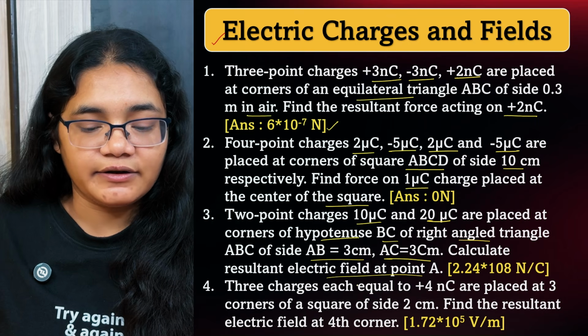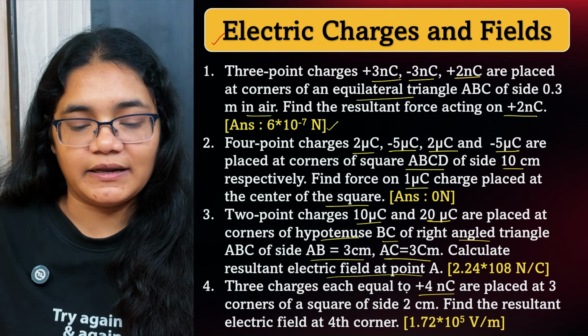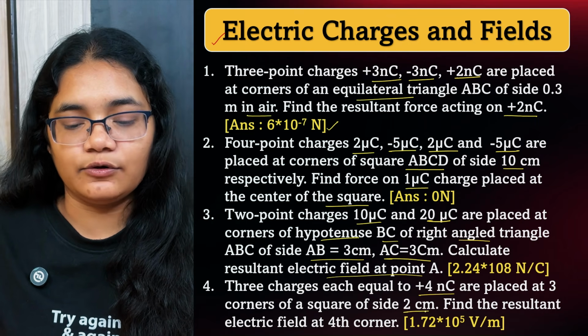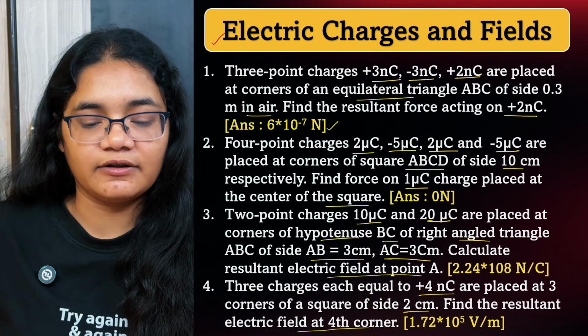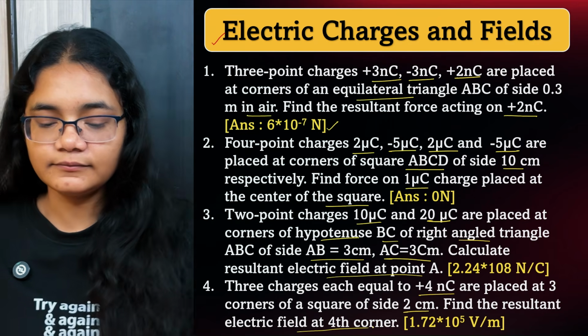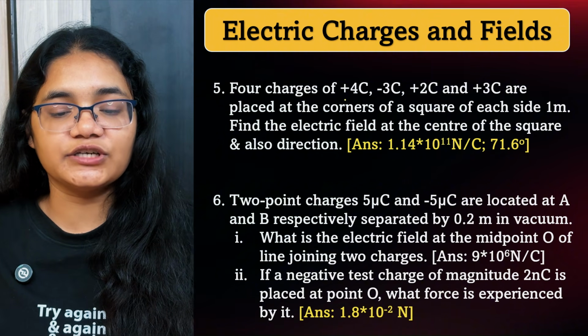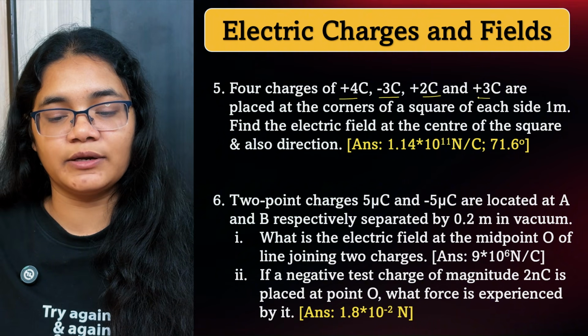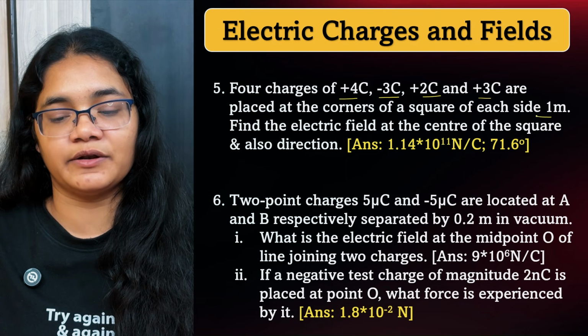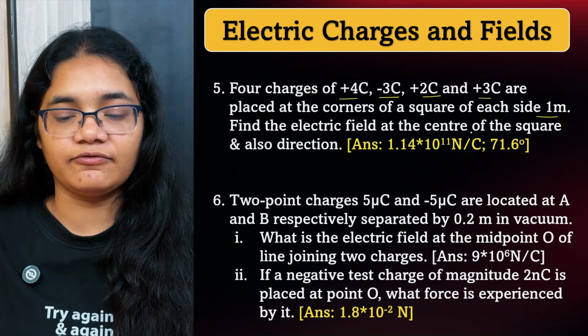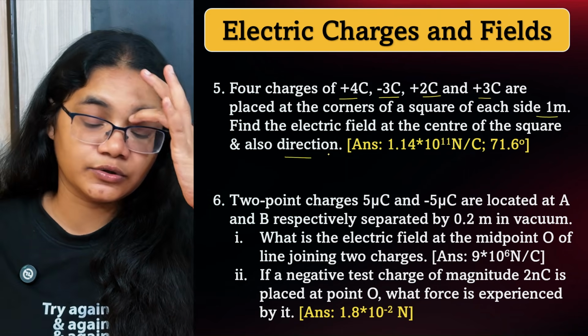Next, we have 3 charges equal to 4 nanocoulomb placed at 3 corners of a square of side 2 centimeter. Find the resultant electric field at 4th corner. Next, we'll see question number 5. 4 charges of 4 coulomb, minus 3, plus 2 and plus 3 are placed at the corner of a square of side 1 meter. Find the electric field at the center of the square and also the direction.